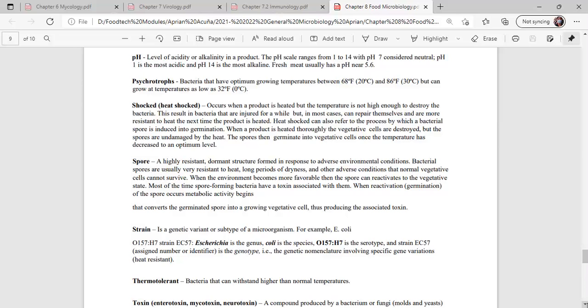Then you have your mga strains. Okay, ano ng mga strains? Strains is a genetically variant or mga subtype. Parehas bala sa COVID, you have mga Delta variant. So these are different strains of your COVID. For example, your E. coli here.